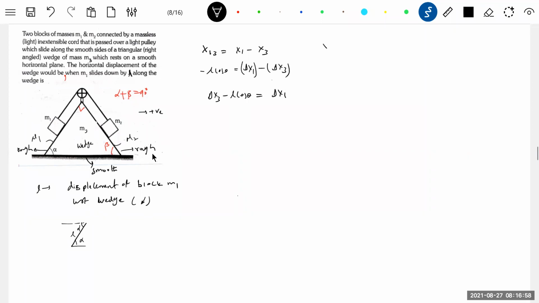Now similarly, I'll go for x23. x2 minus x3. So what is the displacement of block 2 with respect to the wedge? L cos theta. This is also towards left. Then this we don't know. This also we don't know. So therefore delta x3, just mere formula. Okay, delta x3 plus L cos theta.